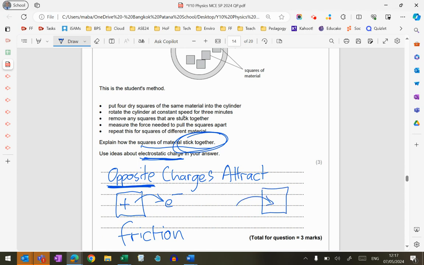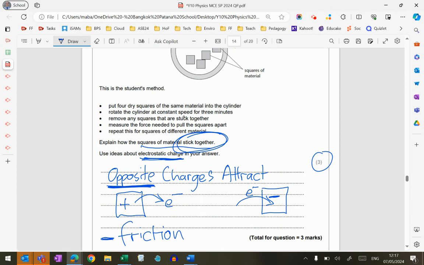Well, we'd have to add in an electron. And if you add an electron to a neutrally charged material, then that's going to become negatively charged. And again, that's through the process of friction. There we go. That's enough for 3 marks there.